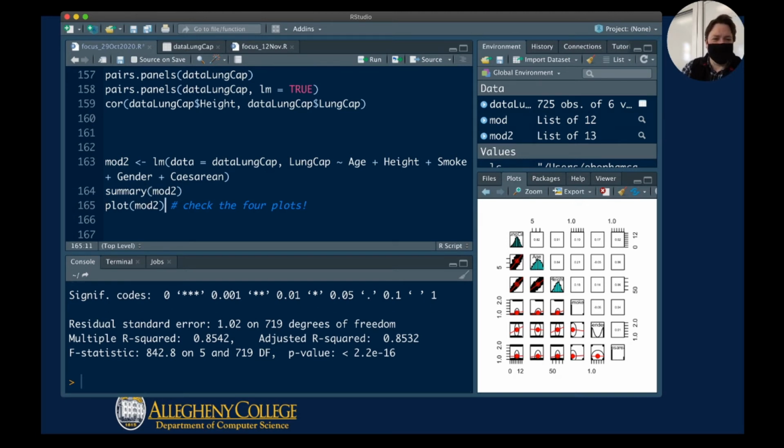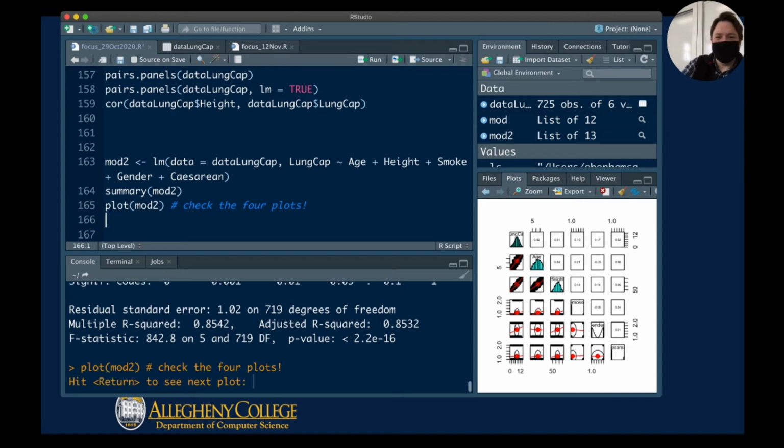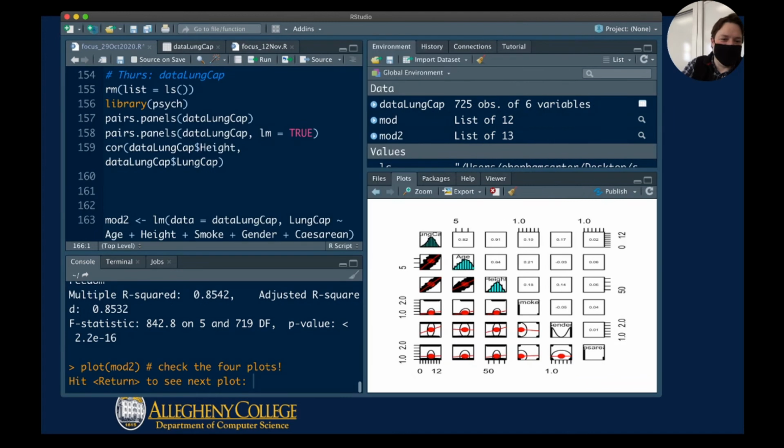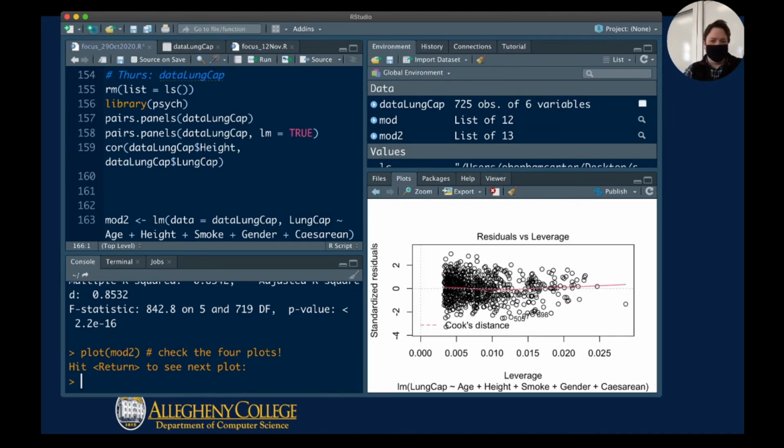One thing I wanted to show you though is this command here called plot mod 2, which is really this piece of the model that we just created. When I run this, it's actually quite interesting. Hopefully I can make this a bit bigger so that you can see what's going on. You have 4 prepared plots that R will give you. The first one is the residuals versus leverage.